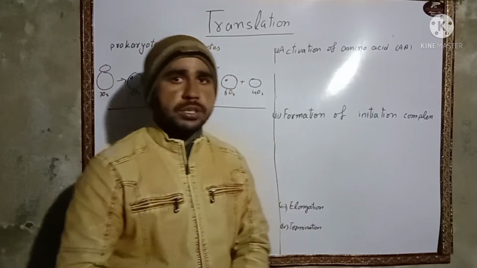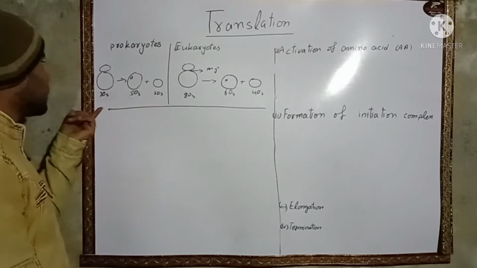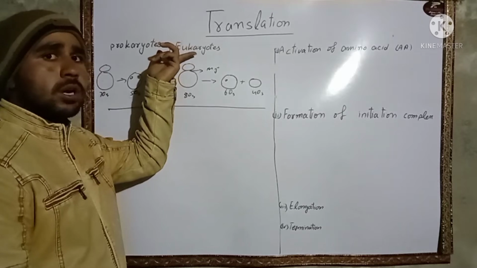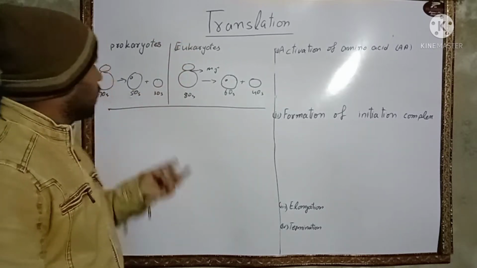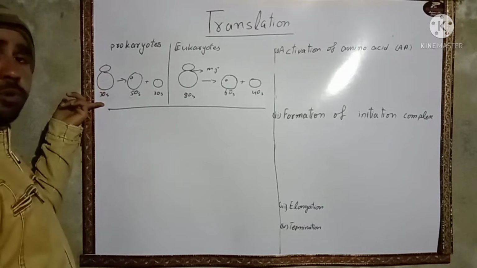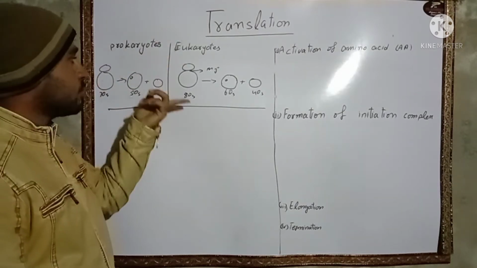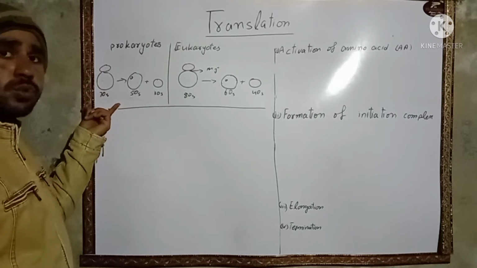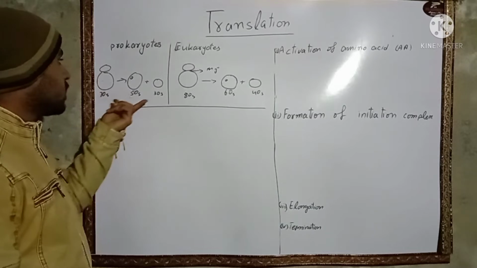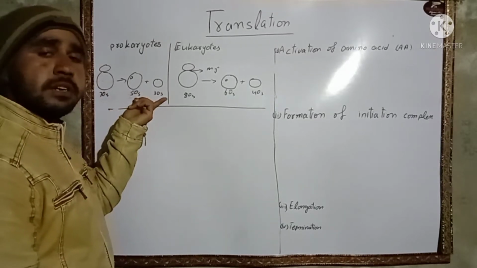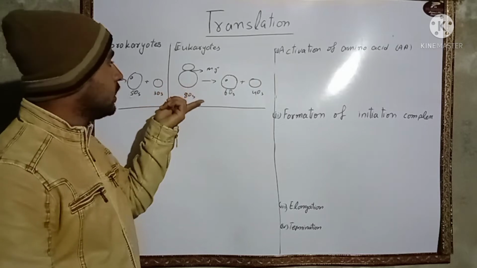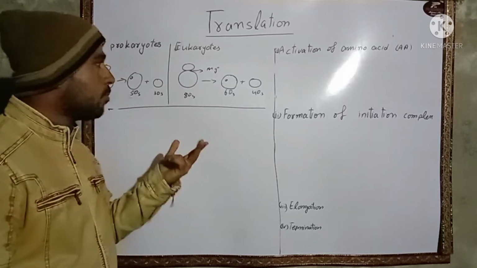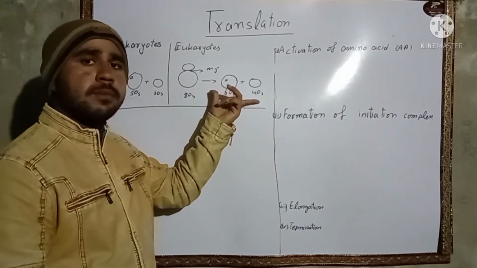The ribosome present in prokaryotes is 70S. The ribosome present in eukaryotes is 80S. If the ribosome of prokaryotes dissociates into two parts, the large part will be 50S and the small part will be 30S. Similarly, if the ribosome of eukaryotes dissociates into two parts, the large part will be 60S and the small part will be 40S.